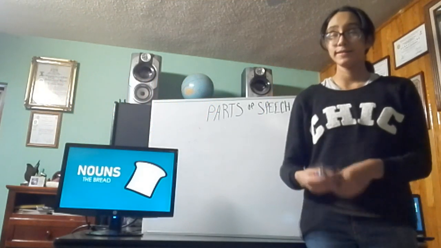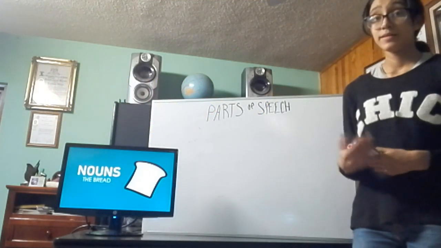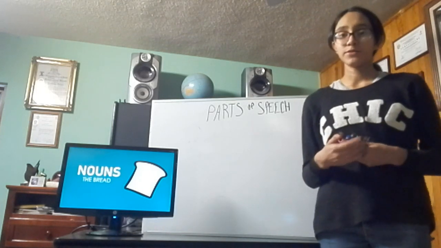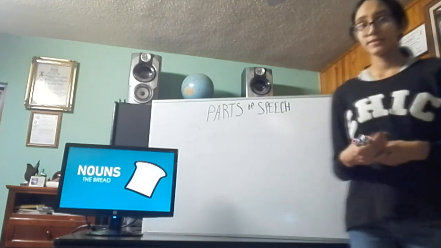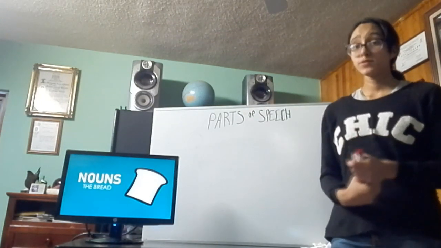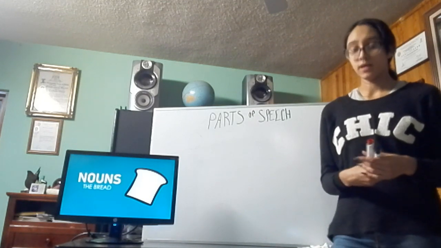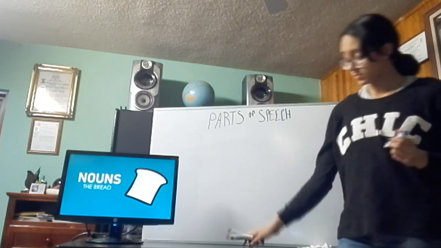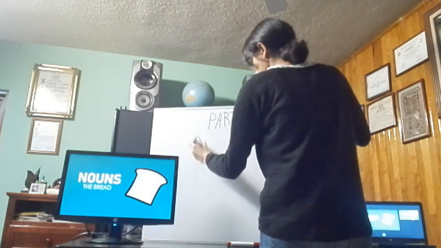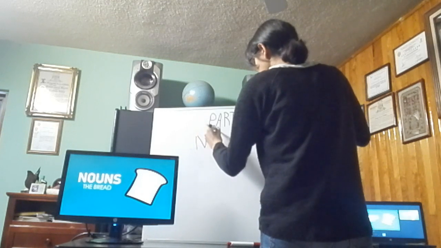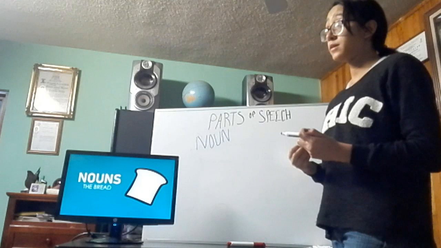The first and easiest part of speech to understand is the noun. The noun is the person, the thing, the place, the event, or the idea that is doing an action. When it comes to nouns, we can categorize them in different ways. The most known way is by categorizing them as common or proper.